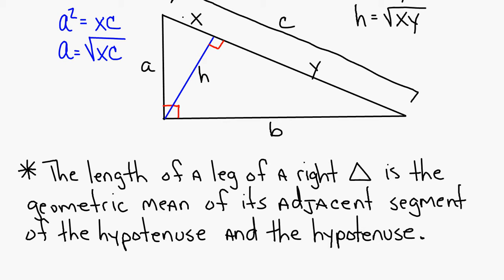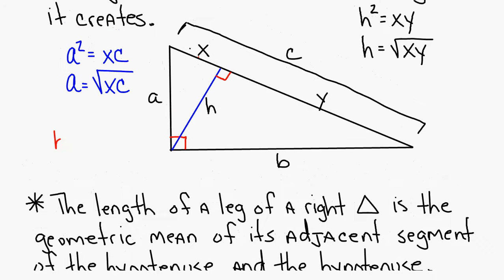And that B, see the pattern? A squared is equal to x times c. So what would B squared be equal to? Y times C. Y times c, right? And another way of writing that is that B is equal to the square root of y times c.